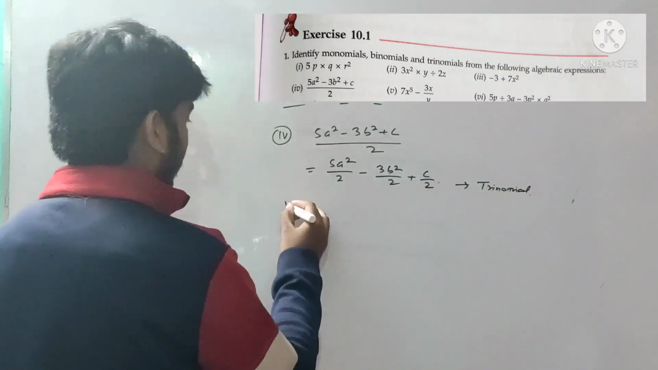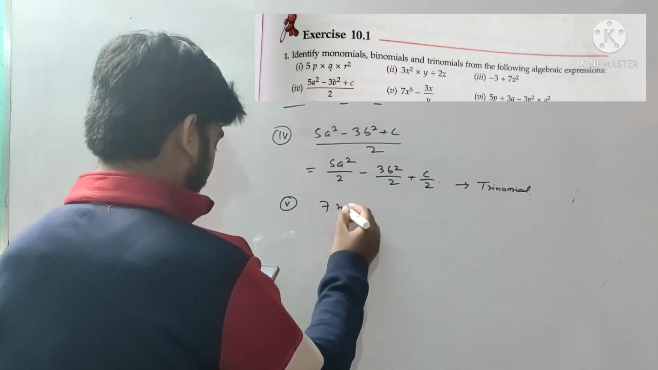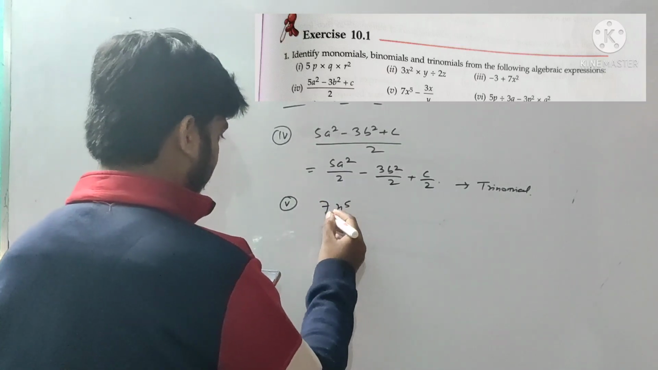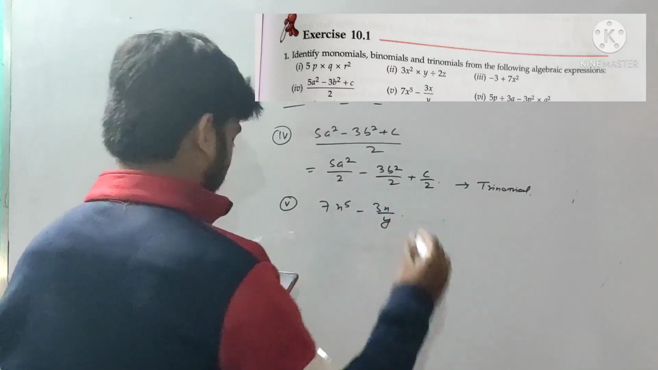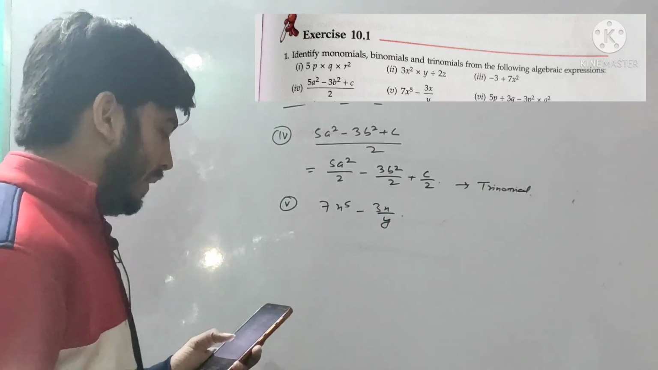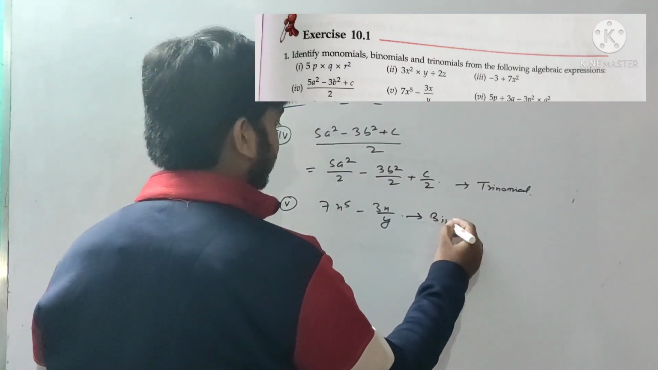Okay. Here question number 5. 5x square, x to the power 7x to the power 5 minus 3x upon y. So this will be a binomial. This will be a binomial.